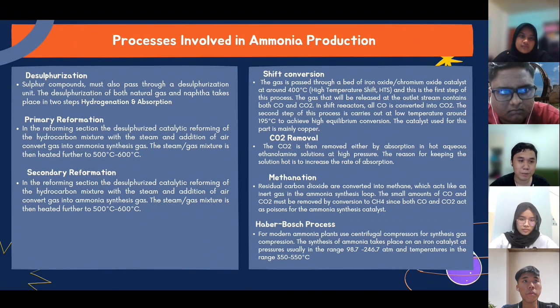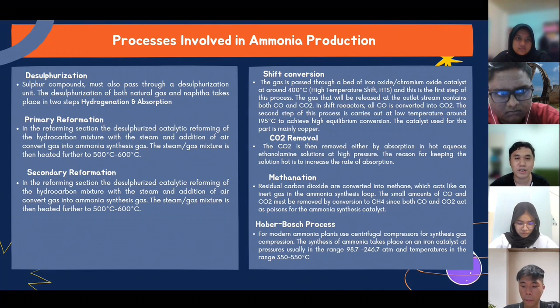So the first process will be desulfurization, where sulfur compounds must pass through a desulfurization unit, where the desulfurization of both natural gas and naphtha takes place in two steps, which is hydrogenation and adsorption.